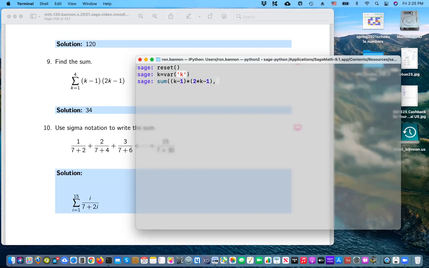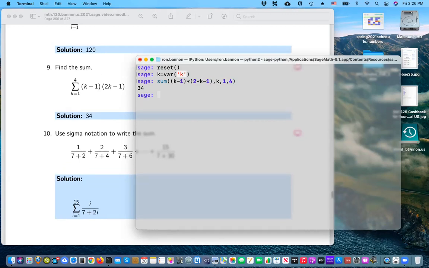And I'm going to say we're counting on the k's. That's our index. And it's starting at 1 and it's going to 4. This is typical of what most calculator notation would look like. You hit the return button, and what does it say? It says 34. So I'm in agreement with that. That's good. All right, let's keep going backwards.